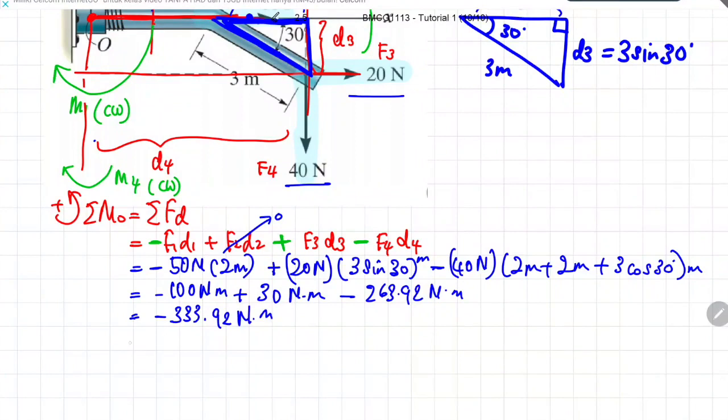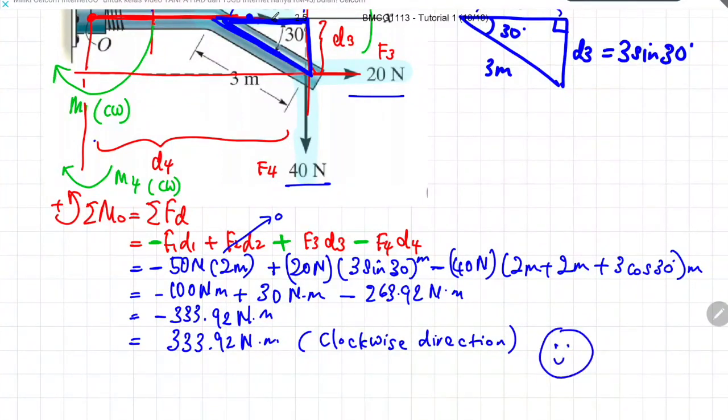So this magnitude can also be rewritten as 333.92 Newton meter. Atau mana dia punya negative value? So you indicate the direction in this bracket. Kalau negative, meaning the direction is clockwise. So this magnitude represents a clockwise direction. Okay, dah siap.